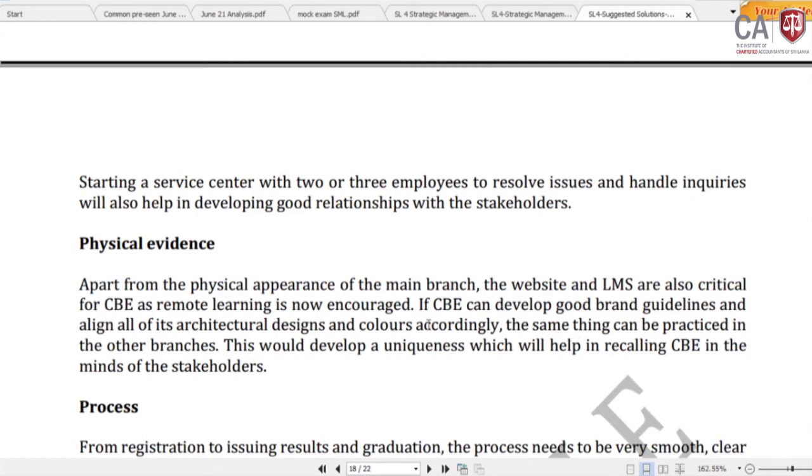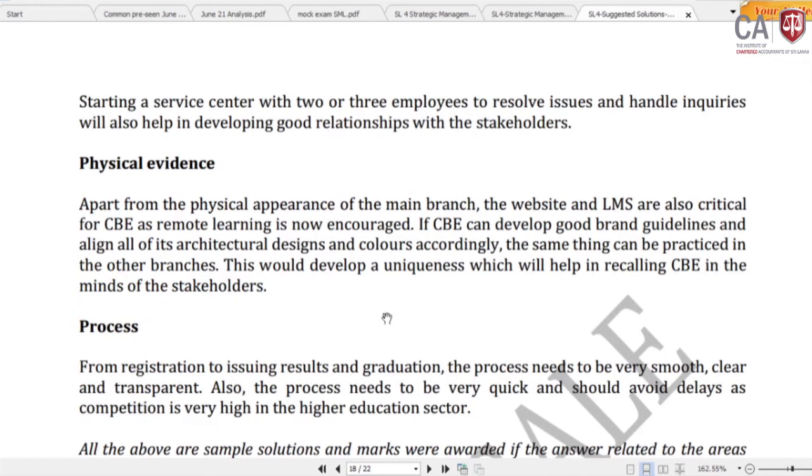Then physical evidence: apart from the physical appearance of the main branch, the website and LMS are also critical for CB. Remote learning is now encouraged. So, you can have good facilities in the new building especially, right.